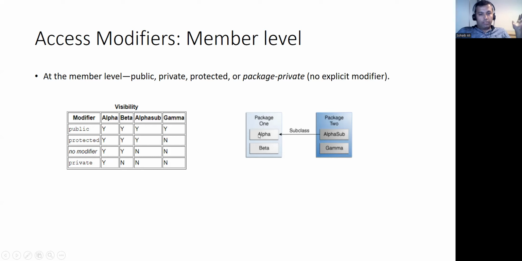But if this member of alpha is private, then obviously it is only available to alpha. It is not even accessible outside alpha, even to those classes which reside in the same package. So this is how member privacy looks in Java.